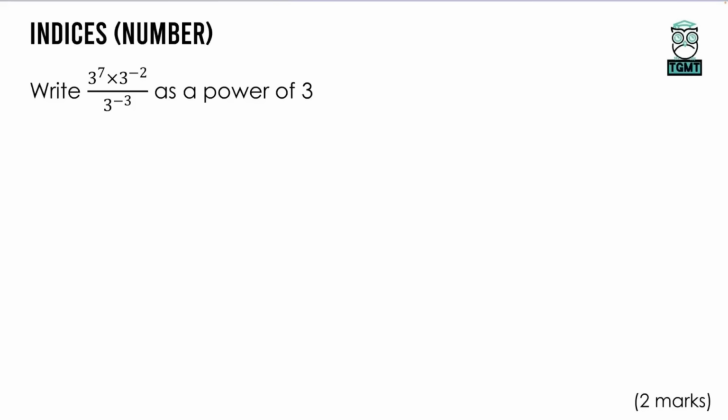So on the numerator there, we can simplify that 3 to the power of 7 times 3 to the power of negative 2 by adding the powers. And not forgetting, you can use your calculator for those negative number calculations. So we need to do 7 add negative 2.